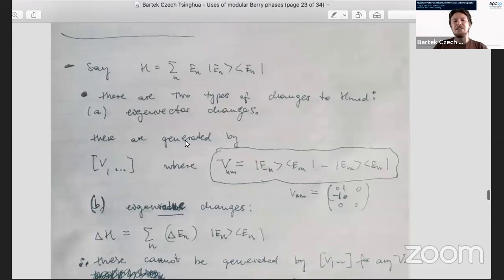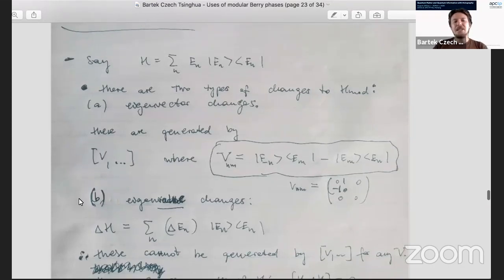Eigenvector changes can be generated by a commutator of the modular Hamiltonian with some new operator V. And a good basis for possible V's will be these off-diagonal antisymmetric matrices, such as E_n E_m minus E_m E_n. So when you write it down in the diagonal basis for H, such V's look like 1, minus 1 someplace and zeros everywhere else. Basically, these look like rotations where we are rotating one of the eigenvectors into another eigenvector. And V is the generator of such a rotation.